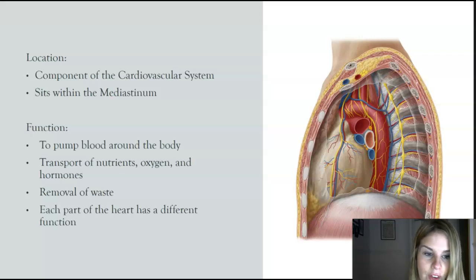A little reminder of the functions. So our cells and our tissues need oxygen to survive, and that's what the heart is doing. It's pumping oxygenated blood around the body and also giving us nutrients like proteins and vitamins and hormones as well. And then it's also part of removing waste, so we don't want carbon dioxide, so it takes that away as well. And each part of the heart serves a different function.